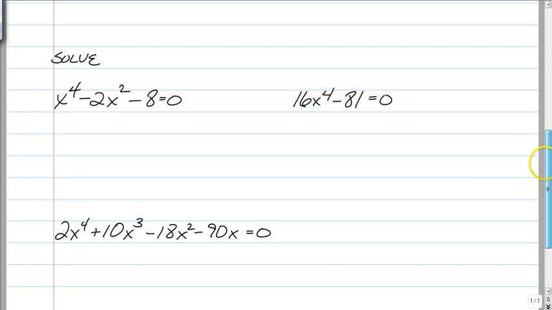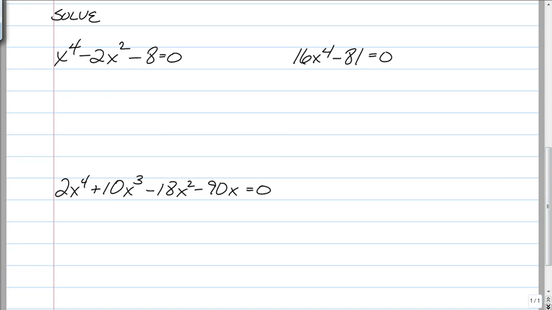So when you solve, what you're doing is you're actually finding the value of x that makes this a true statement. So for this first example, we have to factor, and we're going to set all of our terms equal to 0. So what multiplies to a negative 8 but adds to a negative 2? That would be x squared minus 4 and x squared plus 2. Now both of these are equal to 0.